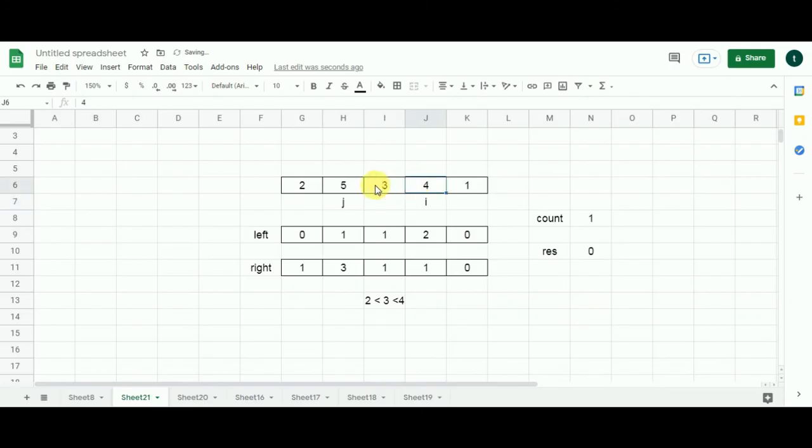J moves one cell to the right. Is 4 greater than 5? No, nothing happens. J moves one cell to the right. Is 4 greater than 3? Yes, it is. So what is the value here? 1. This one will be added to the res variable's value and it becomes 1. And this is the same logic that I explained moments ago. Alright, j moves back to its base position and I moves to the final cell.